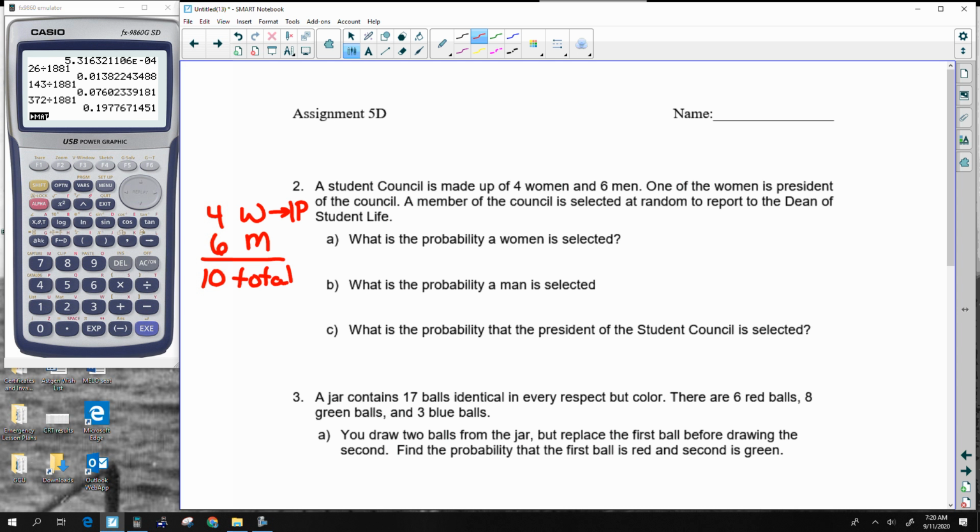What is the probability that a woman is selected? That'd be 4 out of 10. What is the probability that a man is selected? 6 out of 10. What is the probability that the president is selected? 1 out of 10. Pretty easy.